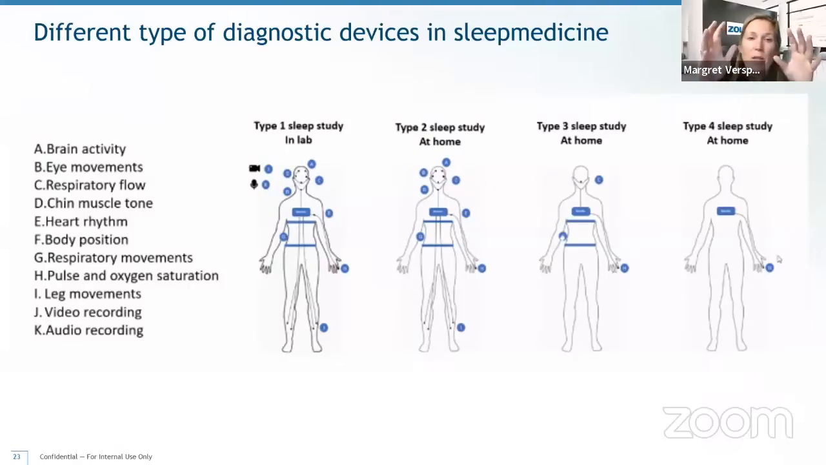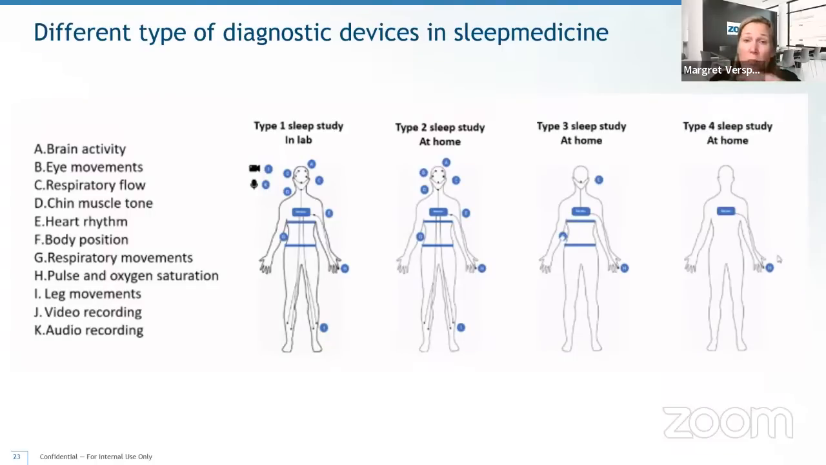So we have the full picture of the patient, but the patient is in the lab, not in his own home environment, so it's a different environment. The patient has a lot of electrodes on the head, on the face, on the body, so it's of course more difficult to fall asleep. Yes.